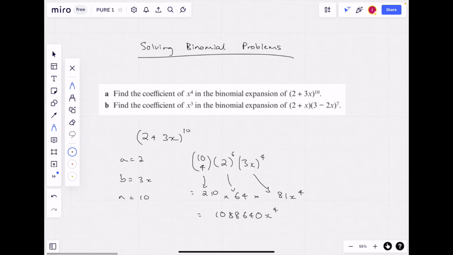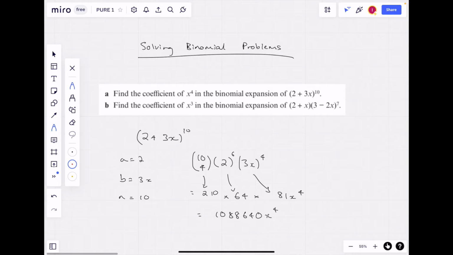That is a very simplified question. It's not necessarily going to be that straightforward. Obviously, it's A-levels, they're going to make it hard, right? So in part B, it says find the coefficient of x cubed in the expansion of (2 + x)(3 - 2x) to the power of 7. Right, this is where it's a little complicated because you're going to have two instances where there's an x to the power of 3 term.